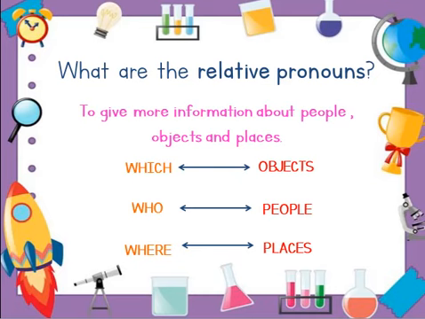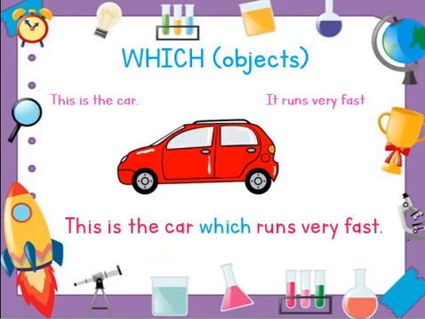The first one is which, that gives us information about objects. The second, who, that gives information about people. And the last is where, and this gives more information about places. Okay, so remember which, objects, who, people, where, places. Very good. So let's start.